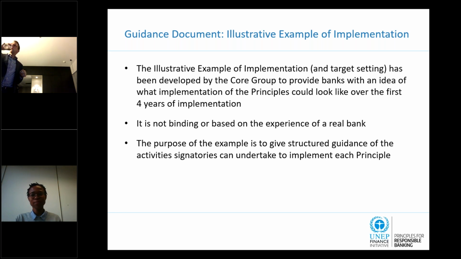So as I said, this is not binding or based on the experience of a real bank. It's just an illustrative experience, but it's really designed to give you structured guidance on the activities that a signatory might undertake to implement each of the principles across each of the years.